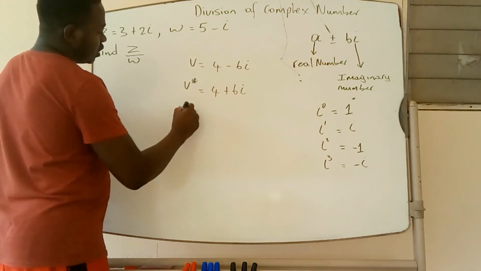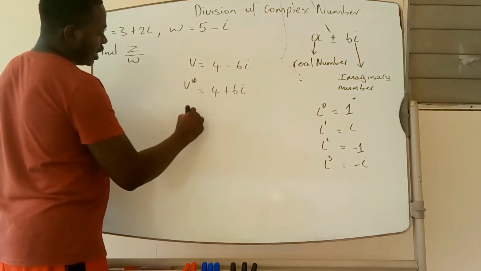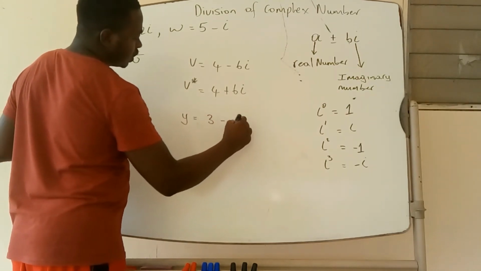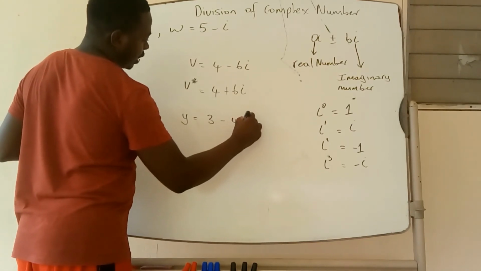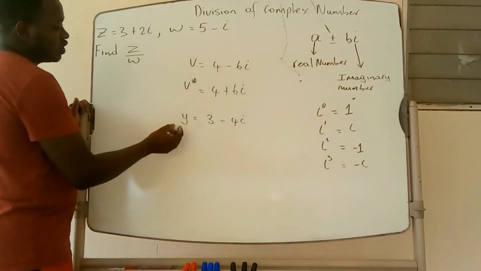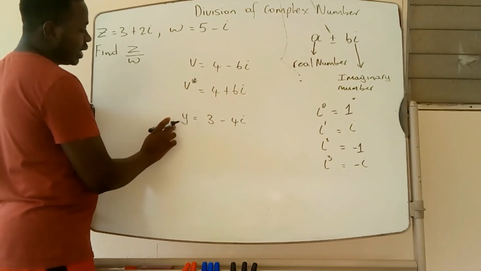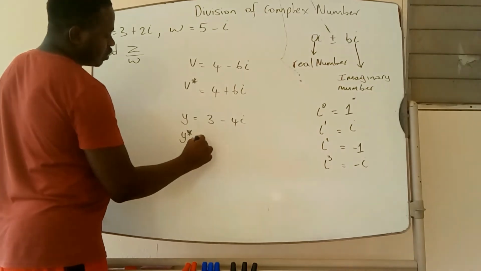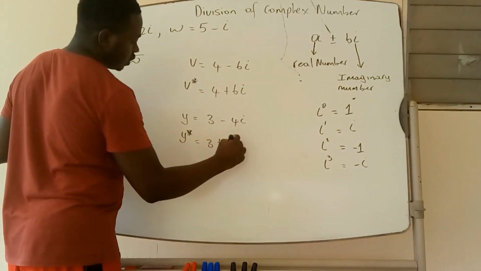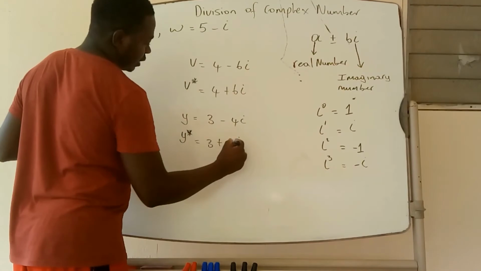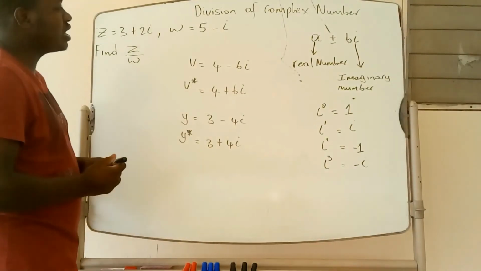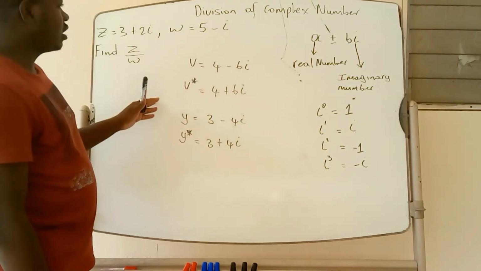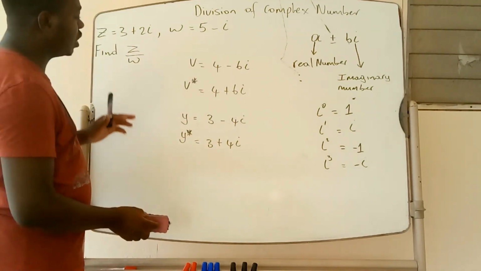So let's say that you have a complex number y, and y is equal to 3 minus 4i. And you're asked to find the conjugate of y, then the conjugate of y is going to equal 3 plus 4i. And that's it. So that's how you find the conjugate of a complex number. Now, we need this skill to divide complex numbers, alright?